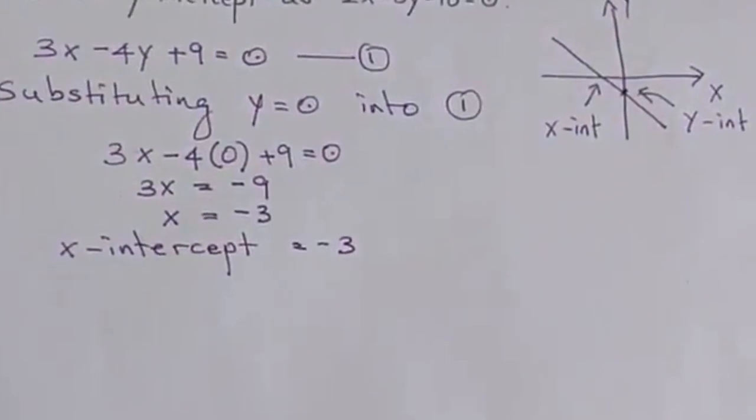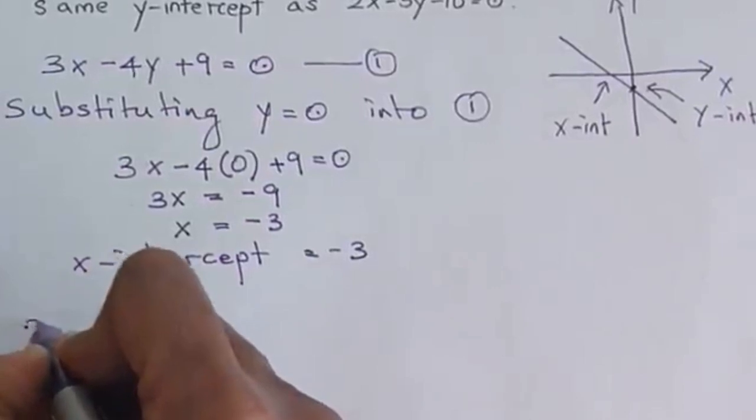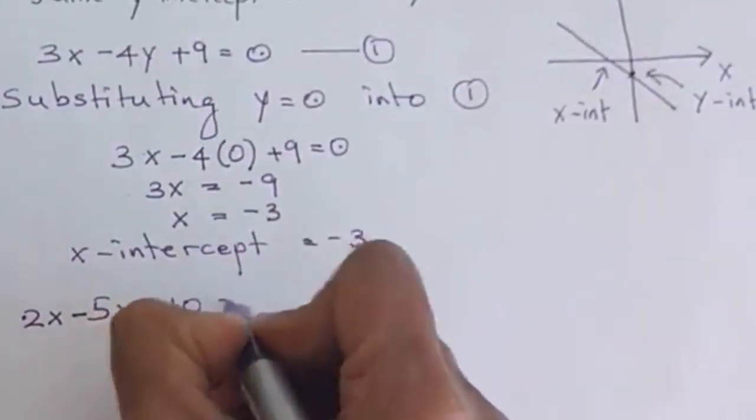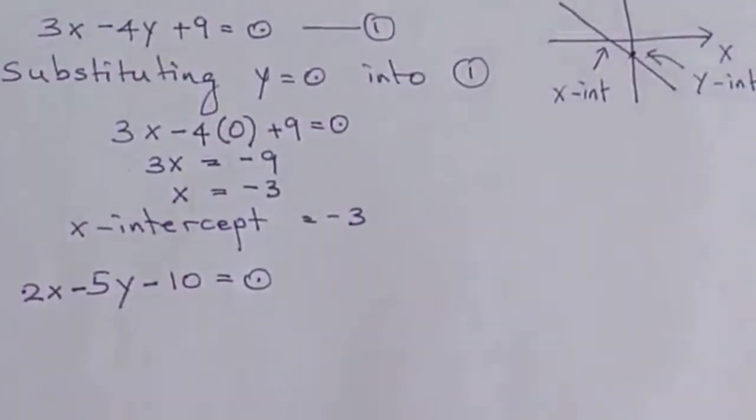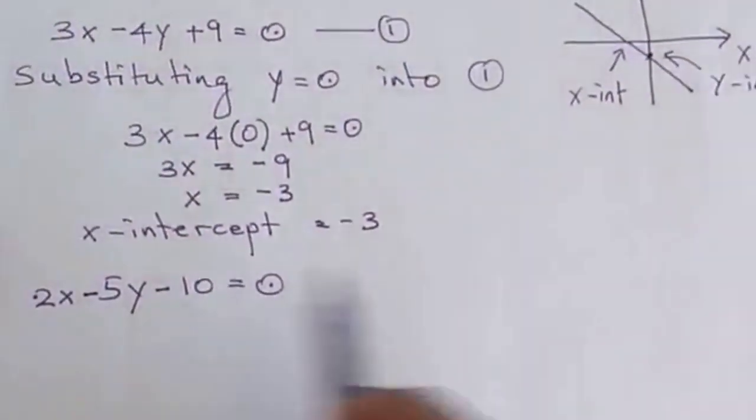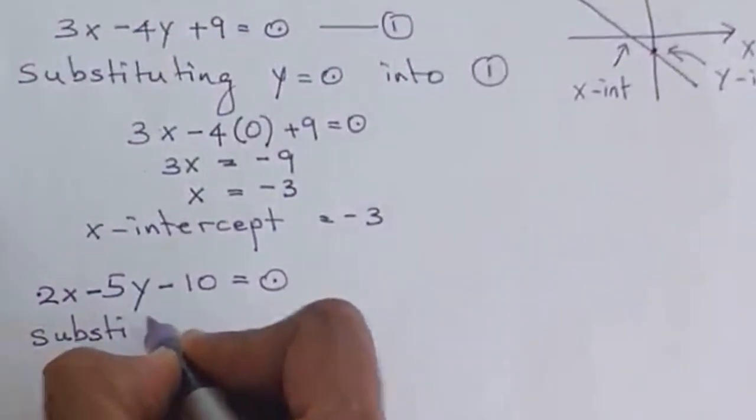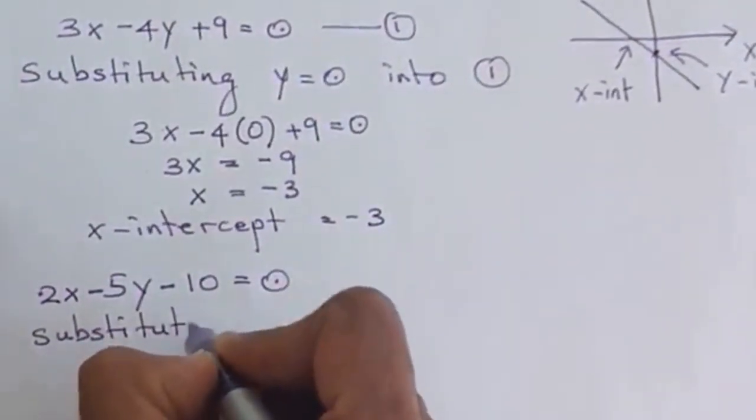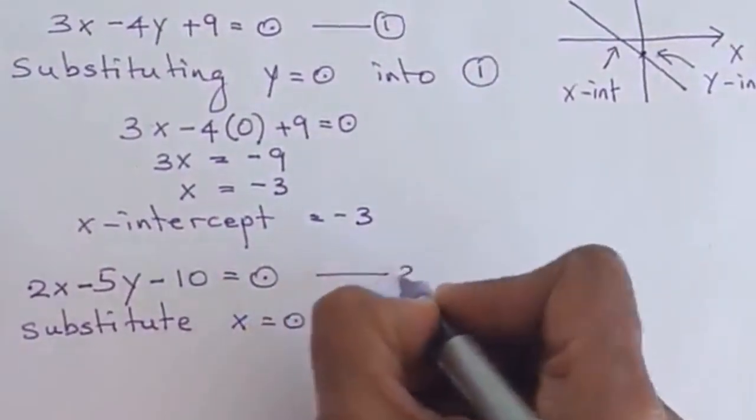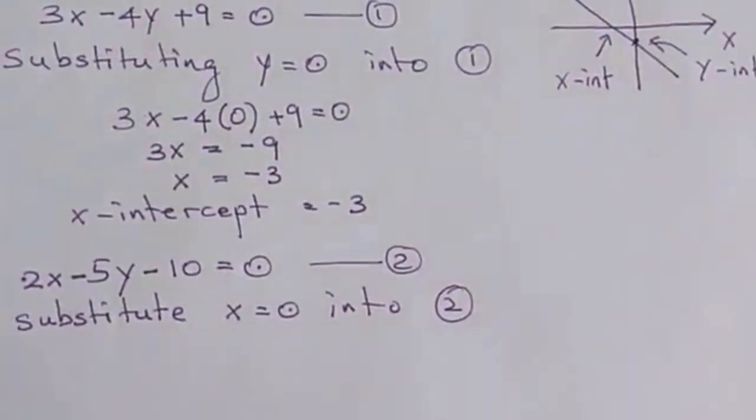And from the other equation that's given, I'm going to find the y-intercept. Let's write the equation of the other linear relation. Since the equation that we are trying to find has the same y-intercept as this relation, I'm going to substitute x equals 0 into equation 2, so that I can find what the y-intercept is.